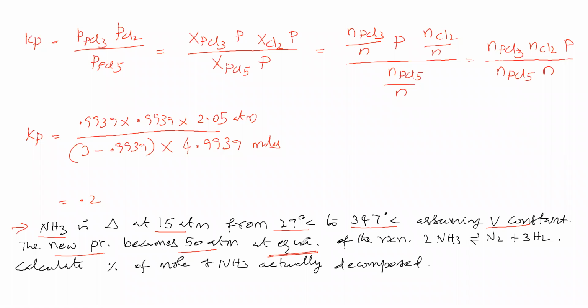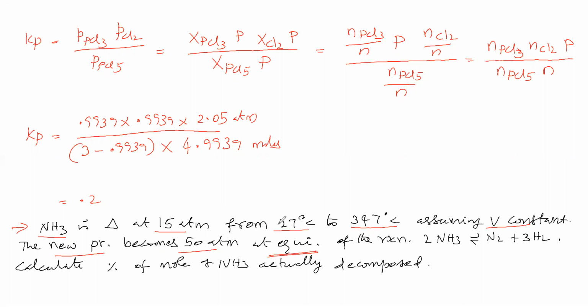That means what? Equilibrium means ammonia is decomposed. So ammonia is decomposed at which temperature? At 27 degrees Celsius or 347 degrees Celsius? What do we have to take? Here at 27 degrees Celsius we have taken ammonia. That pressure is 15 atmosphere. At 27 degrees Celsius, is ammonia in equilibrium or what?